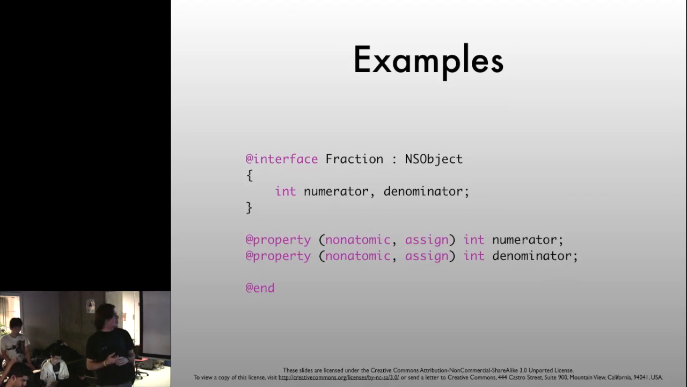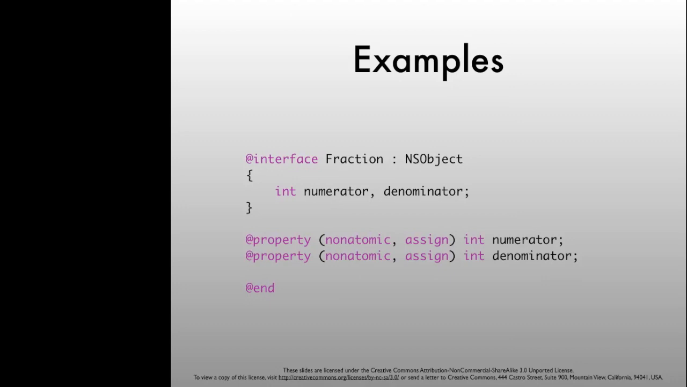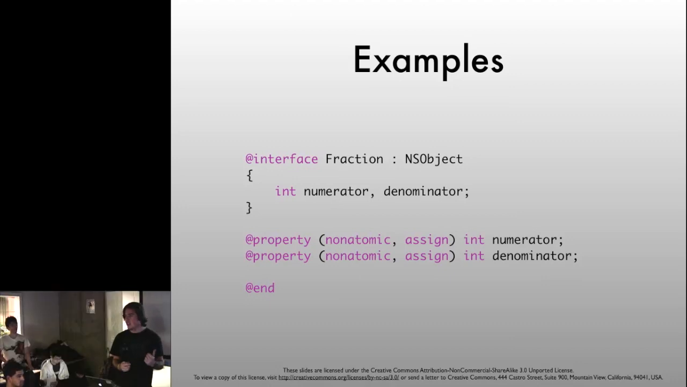So suppose we have some single-threaded application that deals with fractions. Since we're single-threaded, we can make both of these non-atomic because we don't need to worry about thread safety. And since they're just primitive types, we're just going to say assign on them. Calling retain or copy on ints doesn't make any sense because they're not objects. Assign is, I believe, the default value anyway, but sometimes it's useful to make it clear that you want it to be assigned.